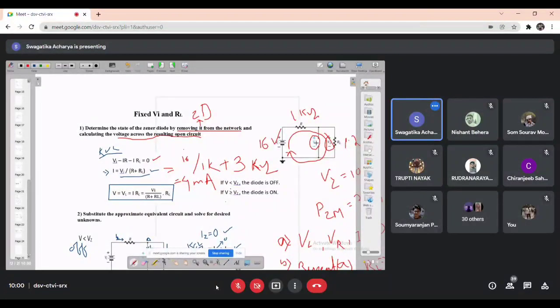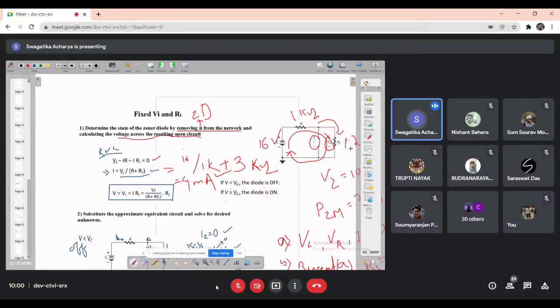Yes, ma'am. That's why we are finding the VL value. VL will be I into RL, because in open circuit there will be no current flow. Current flow will be in this path only. So I into RL. You have already determined the value of I as 4 milliampere. Put the I into RL value.